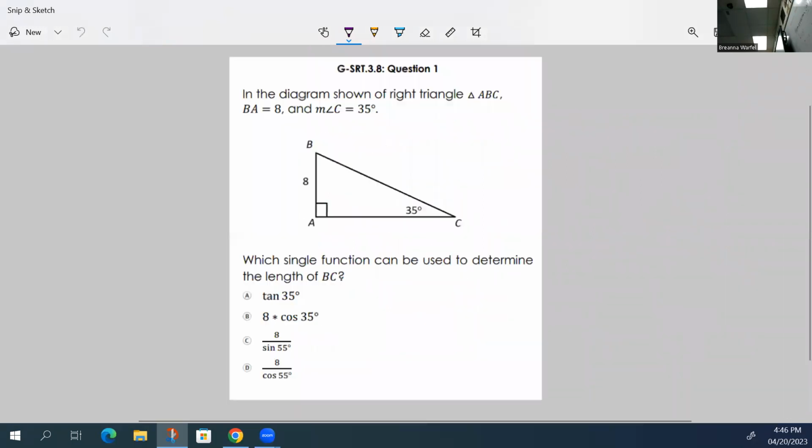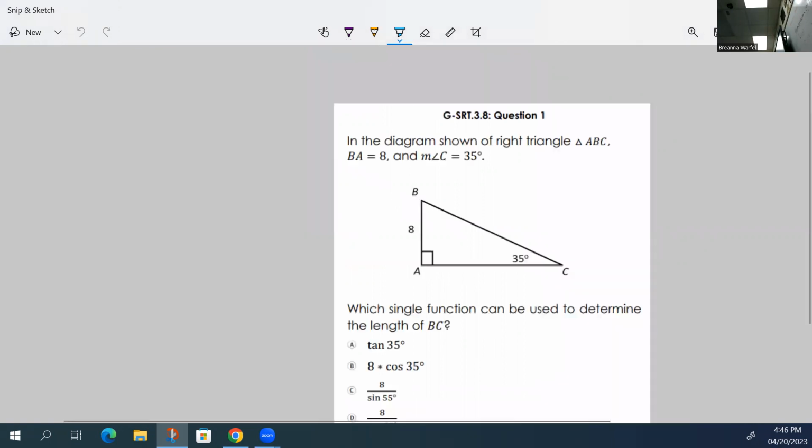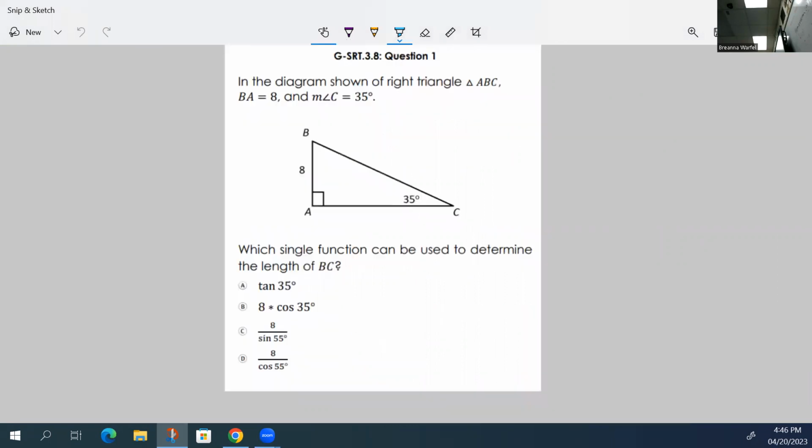All right, so it says in the diagram shown, BA is 8 and C is 35. Which single function can be used to determine the length of BC? So you're trying to figure out how you can find your hypotenuse. If you're solving for your hypotenuse, can you use tan? Well, tan is opposite over adjacent. So this would help you find AC. So you don't need that.